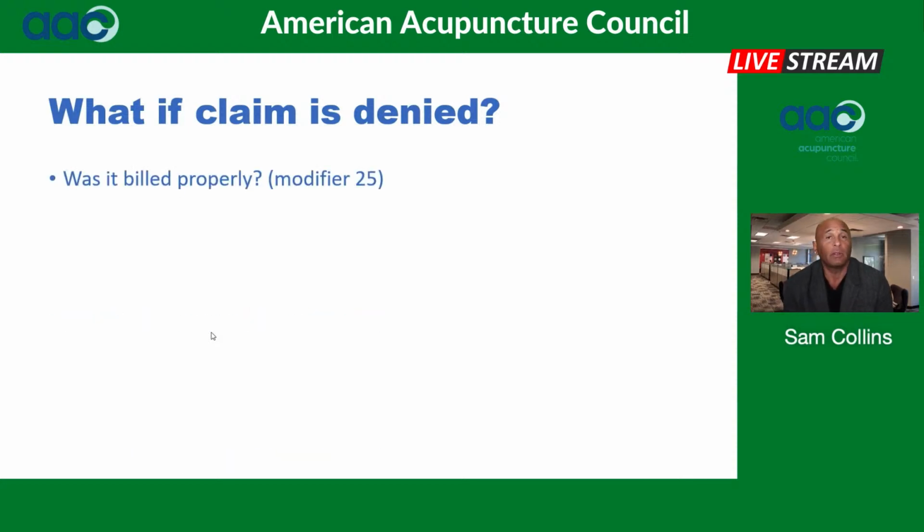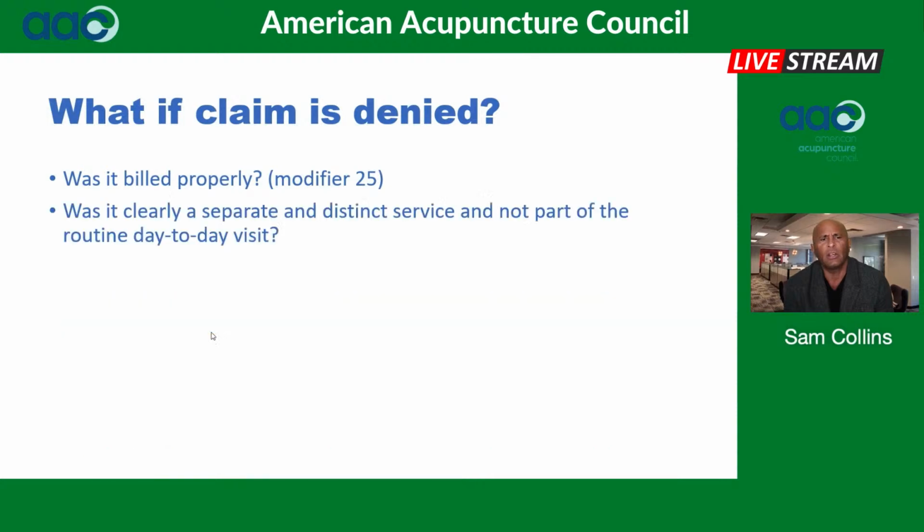Was it billed properly would be the number one thing. Did I put modifier 25? That's probably the simple one. But sometimes you're going to say to me, Sam, I did put the modifier 25, and it still came back and it stated the exam was included in another service. What you're going to do is push back and say, excuse me, this was done on the first visit or every 30 days, and there was clearly a separate and distinct service, an exam, that was above the routine day-to-day visit. So you're going to push back on that and basically point out to them it was separate. That's why we put the 25.